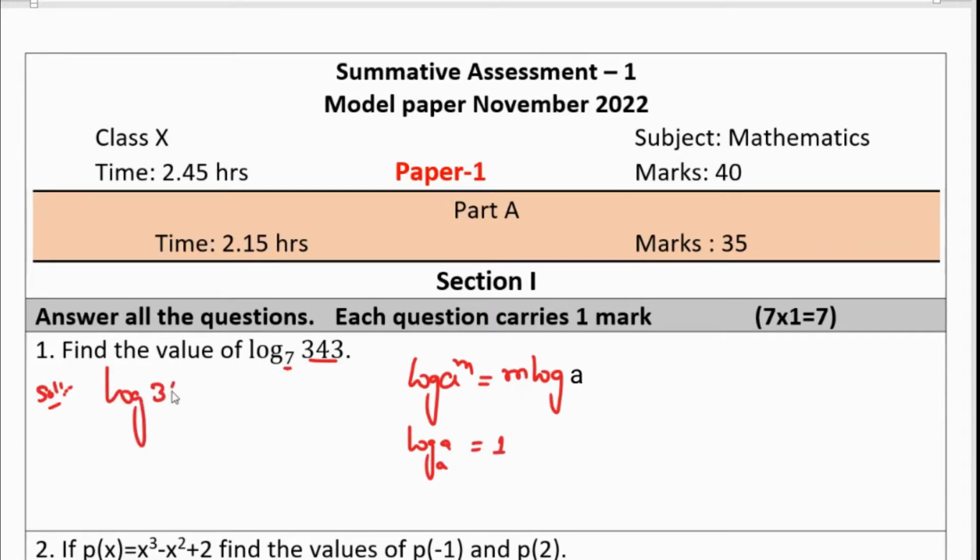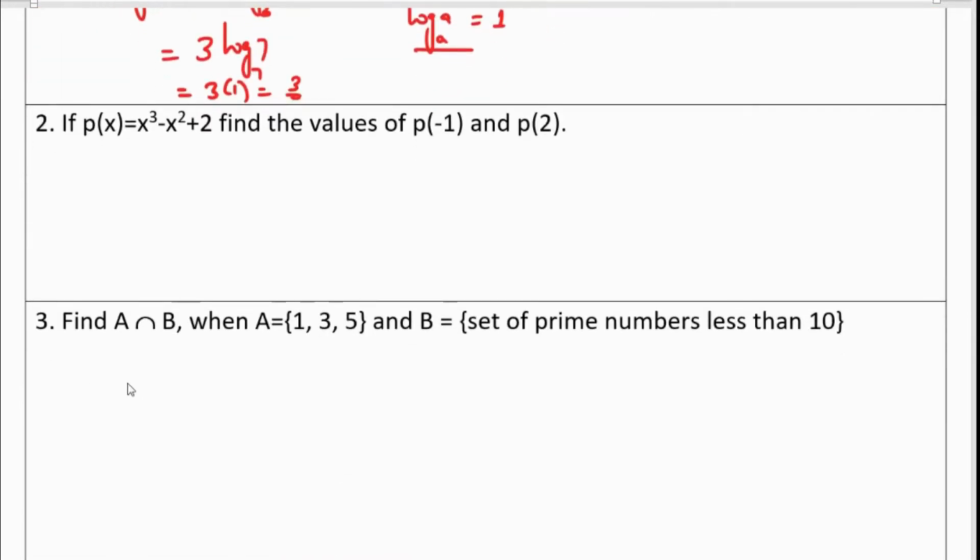So log 343 base 7 can be written as log 7 cube base 7, since 7 cube is nothing but 343. As log a to the power of m is m log a, log 7 cube can be written as 3 log 7 base 7. Log 7 base 7 value is 1, as log a base a value is 1. So 3 times 1 is 3. Log 343 base 7 value is 3. Moving on to the second question.